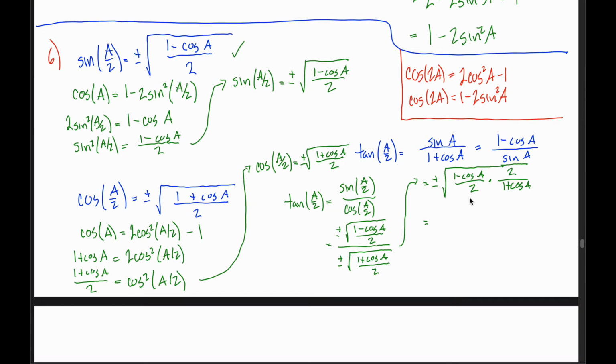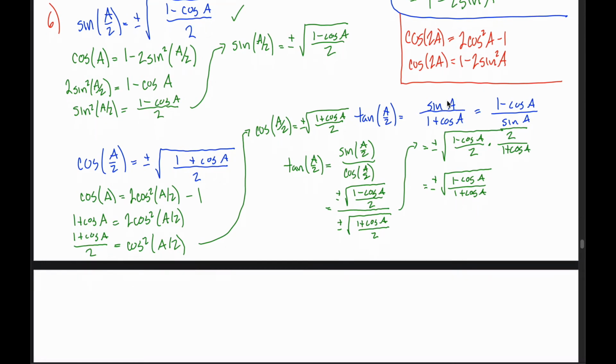Well, the good news is these 2's cancel out. That'll get us a little bit closer to our right answer. And I have just 1 minus cosine A divided by 1 plus cosine of A. The bad news is that's not either of the forms that we were hoping to come up with. The two forms we were hoping to come up with don't have radicals in them. They're this, but simplified. How do we get rid of this radical?